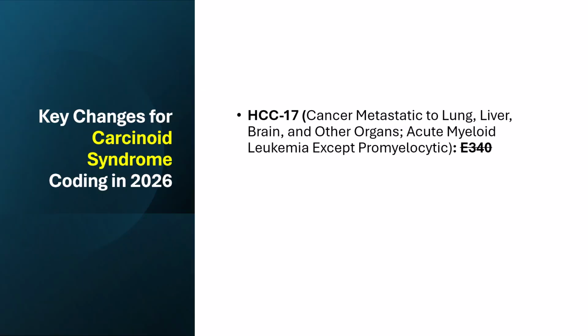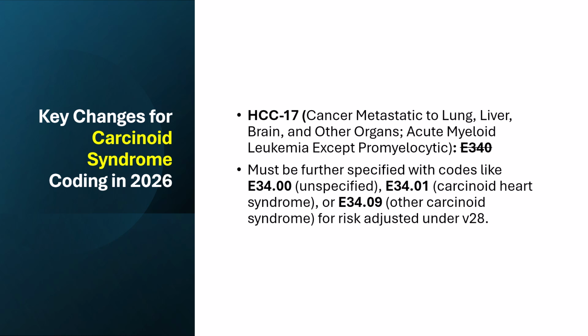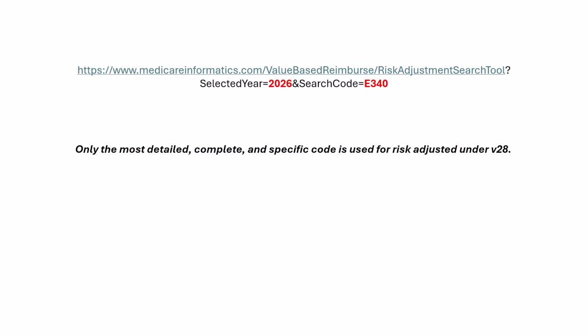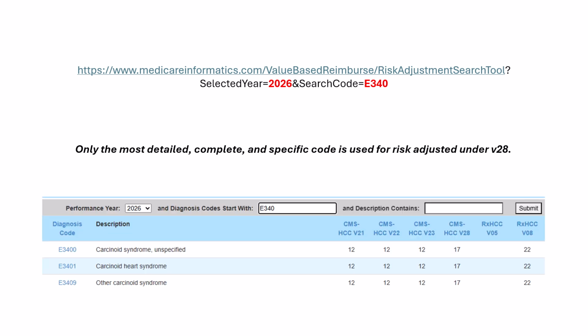The parent code E340 is no longer mapped to HCC 17, cancer metastatic to lung, liver, brain, and other organs, acute myeloid leukemia except promyelocytic. Must be further specified with codes like E3400, unspecified, E3401, carcinoid heart syndrome, or E3409, other carcinoid syndrome, for risk adjusted under version 28. Only the most detailed, complete, and specific child code must be used for risk adjusted under version 28. Do not use the parent E340.